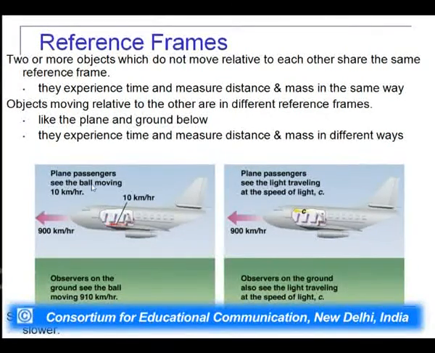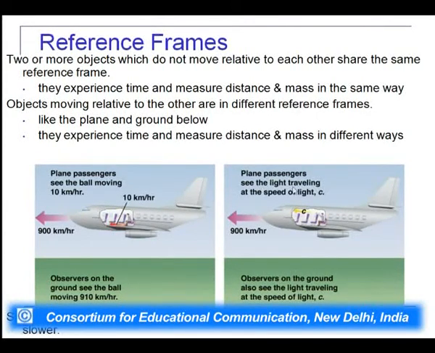Here we see the plane passengers see the ball moving at 10 km per hour, and the plane is moving at 900 km per hour. The observer on the ground sees the ball moving at 910 km per hour, but the passenger in the plane will see that the ball is moving at only 10 kilometers per hour. It means both are relative to each other, and these two can be related.